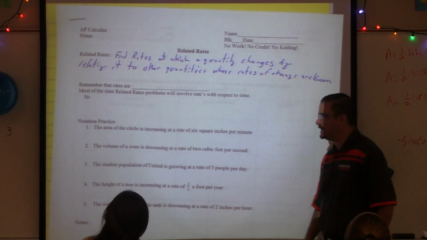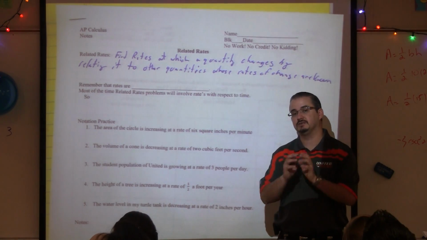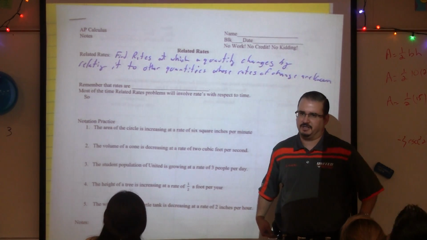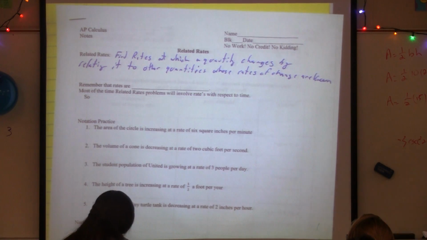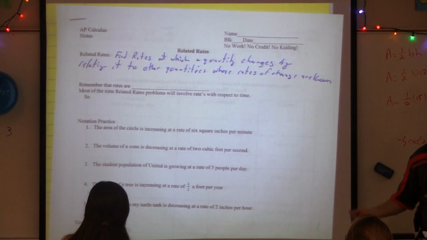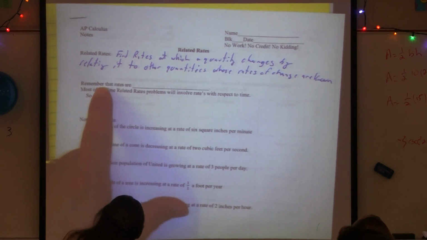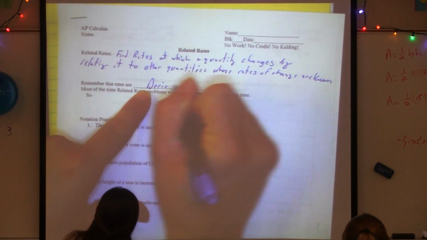Sometimes in a related rates problem, they're going to give you some information, and you're going to use that given information to solve for other things, like you always have in any math problem. Except now we're dealing with problems involving a derivative, and you have to understand what it's telling you. So the main thing to remember is that rates are what? Derivatives.